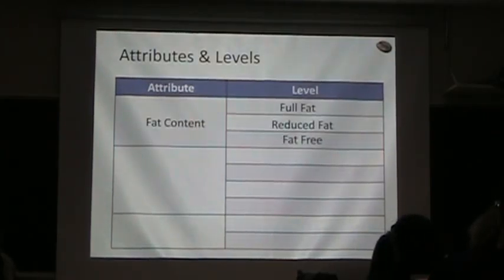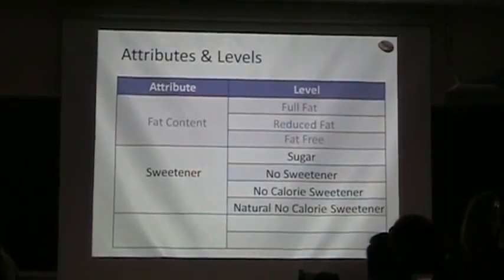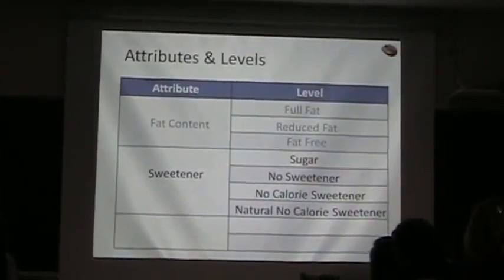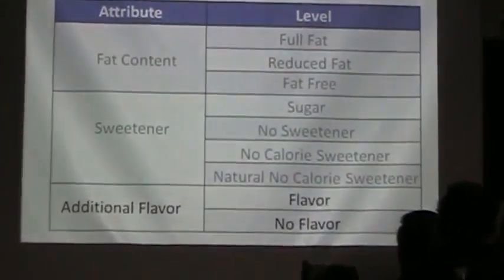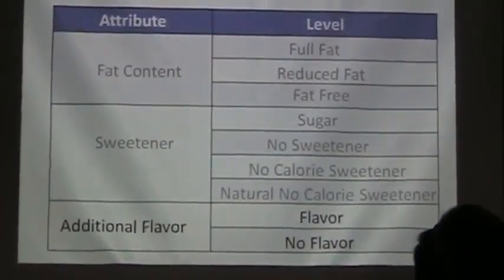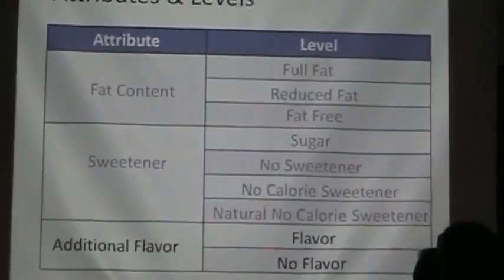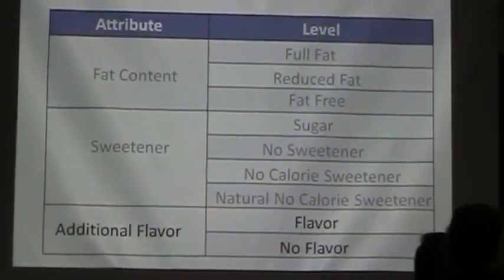I also looked at fat content for full fat, reduced fat, and fat-free. We looked at sweetener, sugar, no sweetener, no calorie sweetener like your Splendas, your Equals, and natural no-calorie sweetener like stevia or Truvia. And additional flavor. You were given the option of additional flavor shot. Would you like that? So flavor and no flavor. Now, all of these attributes and levels were defined for the consumers when they were taking the survey. So there was no question on what interpretation of each of these things were.